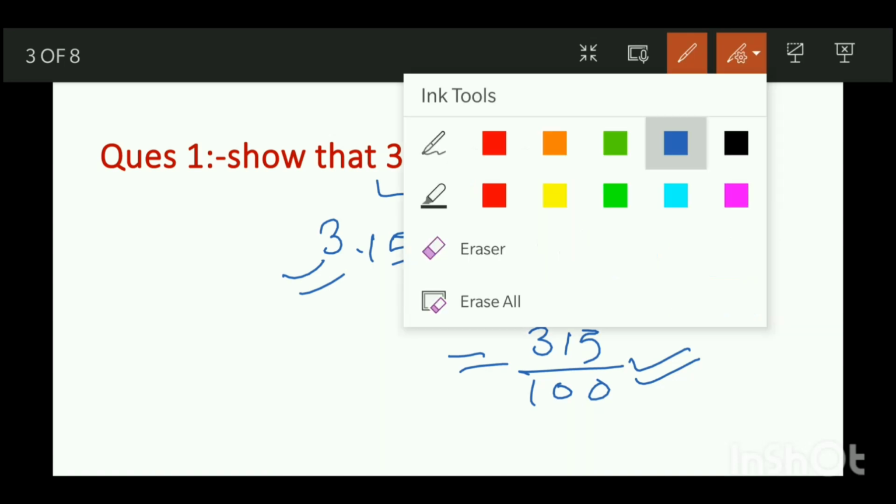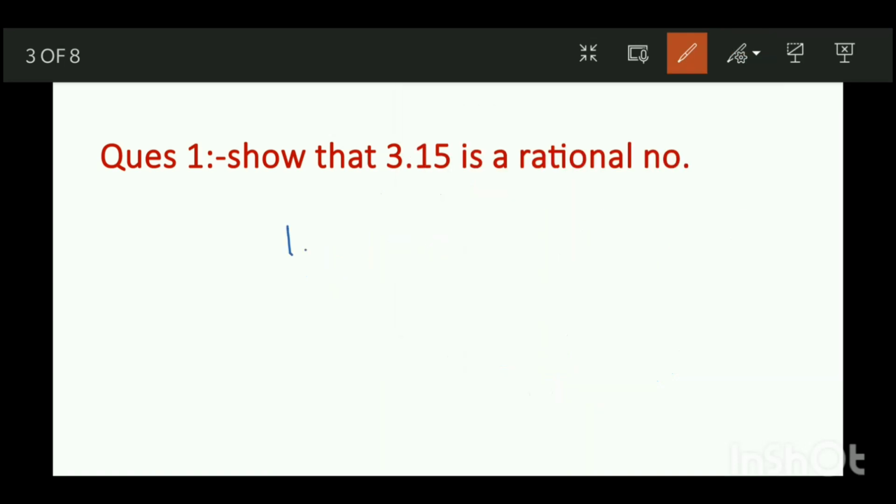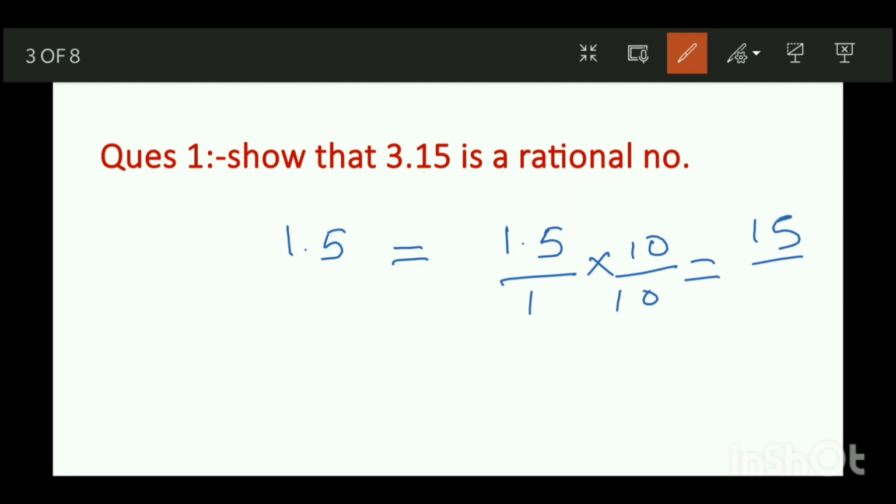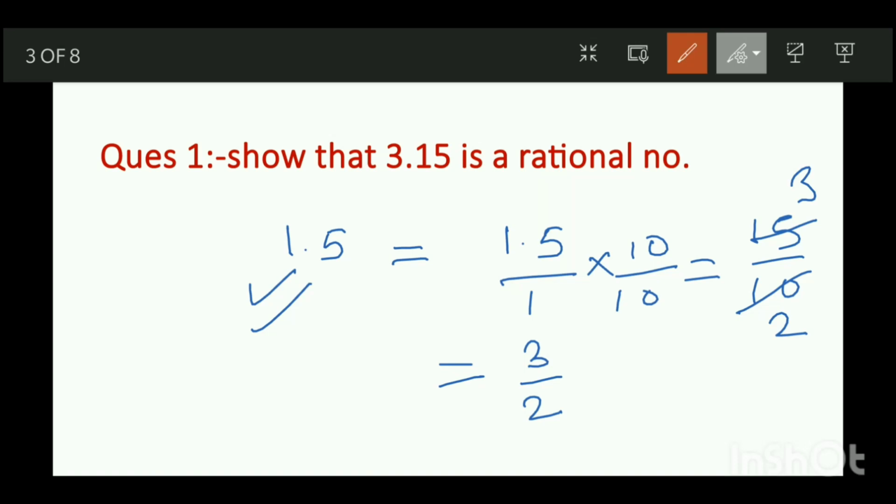Take another example. Like we have 1.5. How will we represent it in rational form? 1.5 upon 1 into 10 upon 10. So 15 by 10. We divide this by 5 and we get 3 by 2. So 3 by 2 is the rational representation of 1.5. Hope you all have understood properly. Moving to the next.